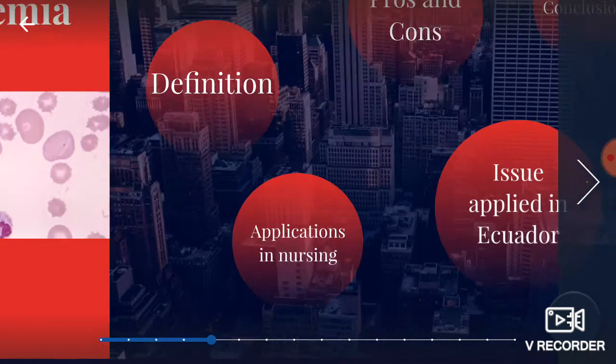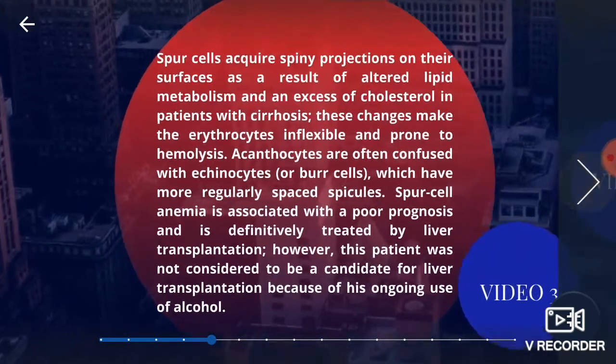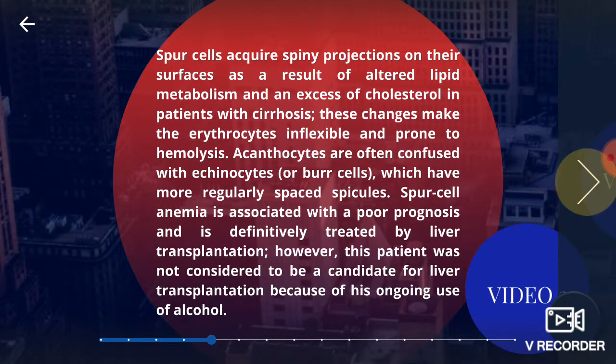Application in nursing. Spur cells acquire spiny projections on their surface as a result of altered lipid metabolism and an excess of cholesterol in patients with cirrhosis. These changes make the erythrocyte inflexible and prone to hemolysis.